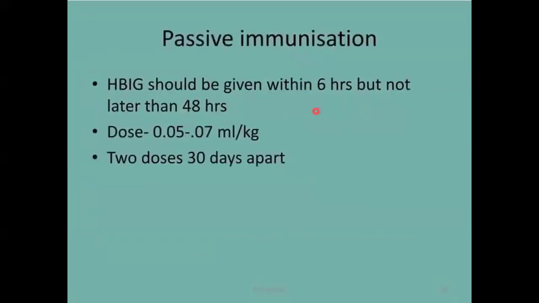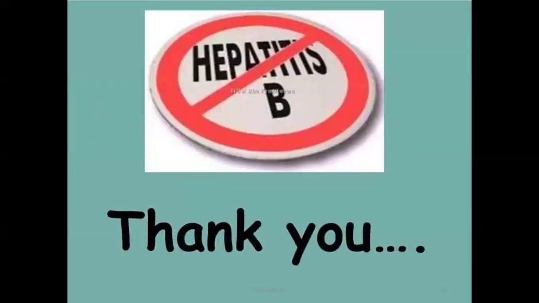Then we have something called passive immunization. Here we give hepatitis B immunoglobulins. Should be given within 6 hours, but not later than 48 hours, okay? Here's the dose, and then the doses are given 30 days apart. If you give someone antibodies, so this is someone who you think has been infected, okay? Then say no to hepatitis B.